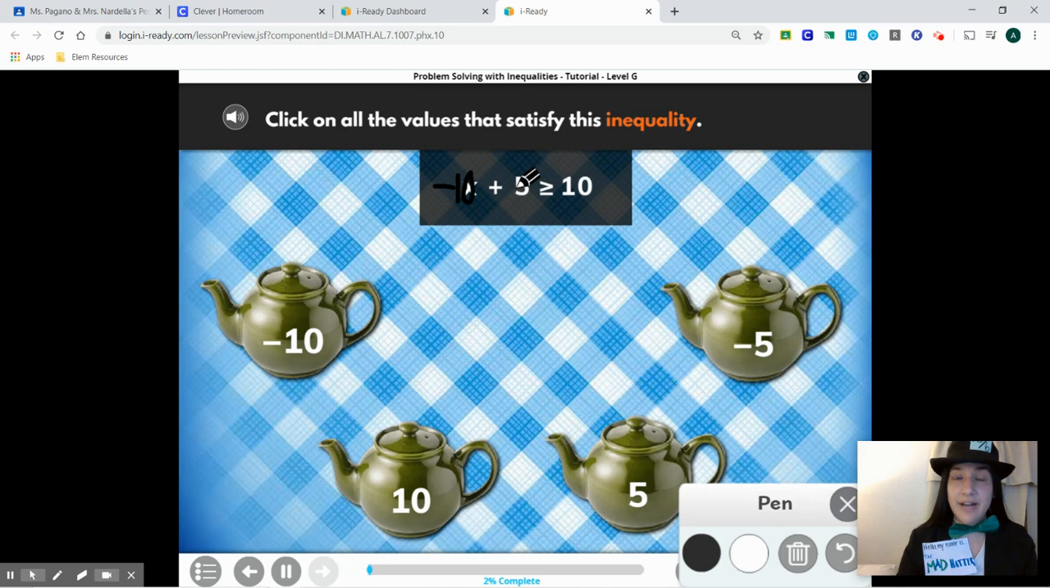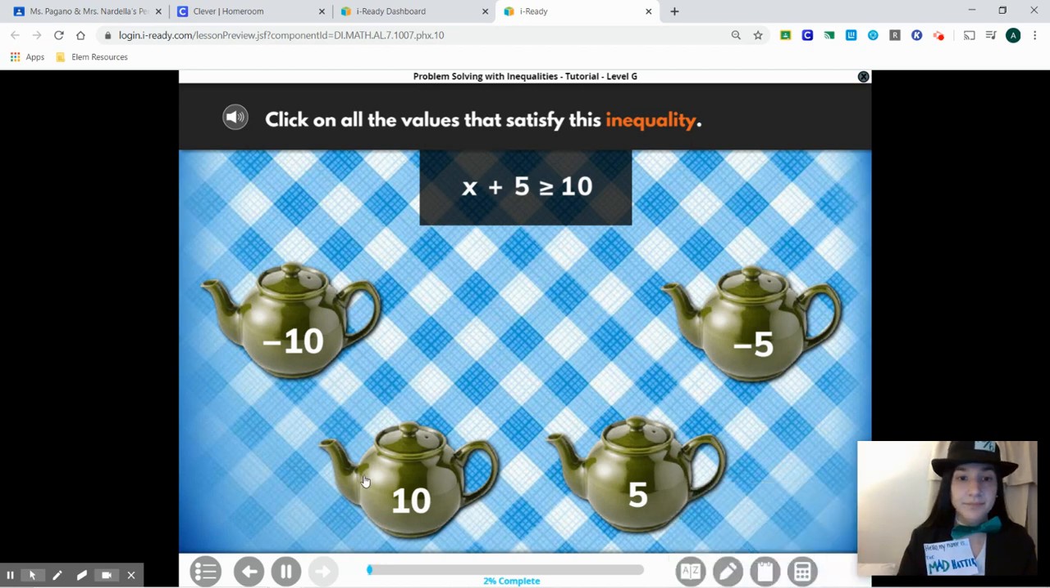-10 plus 5 is going to combine to give us -5. -5 is not greater than 10, and it is not equal to 10, so this cannot be a solution. Let's start again. 10. Let's say that x is equal to 10. 10 plus 5 combine to give us 15. 15 is greater than 10, so here is our first solution. Let's click and submit. Right.